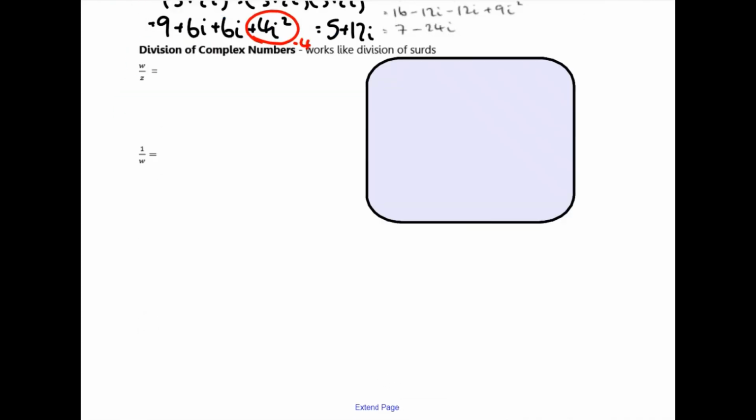Next, we're going to look at division of complex numbers. This works like rationalizing the denominator with surds. So I'm going to look at 1 over w first. 1 over w is 1 over 3 plus 2i.